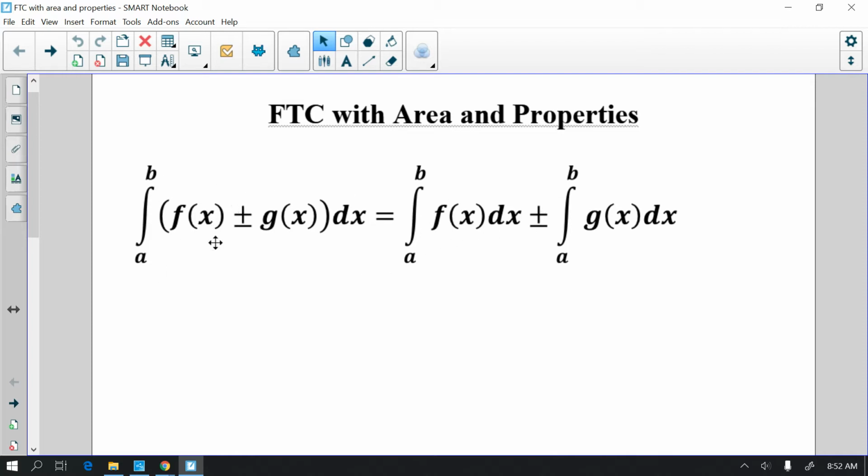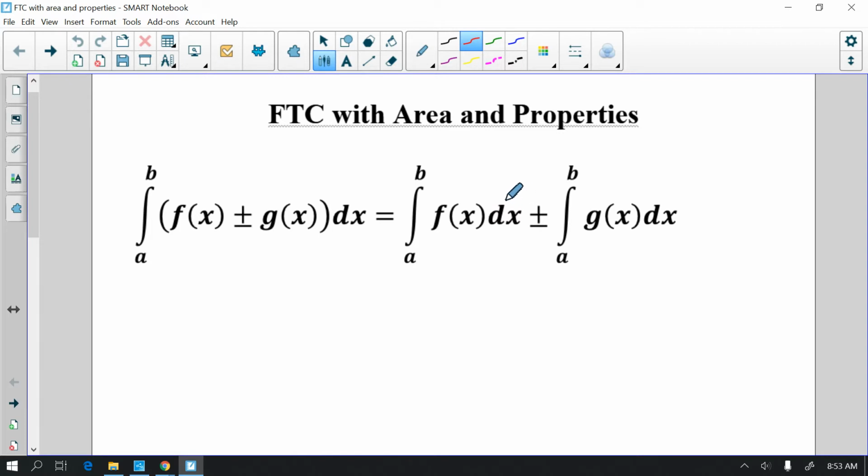The integral from a to b of f of x plus or minus g of x dx equals the same thing as the integral from a to b of f of x dx plus or minus the integral from a to b of g of x dx. Basically, it's saying that you can take this definite integral right here and split it up into two different definite integrals. Now, at the time, it didn't seem like, well, why would I want to do that? What was the whole point?